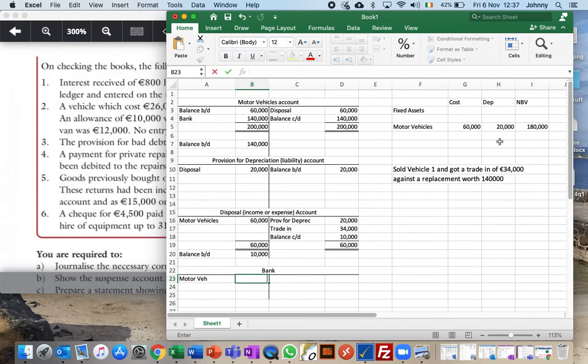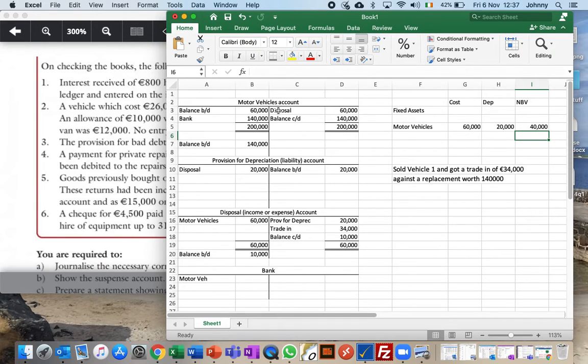So depreciation, remember, is how much something goes down in value every year. In this case, something is worth 60. 20 grand has been taken away from it in depreciation over all the years we've owned it. So now the thing has a net book value of 40. It's worth 40 grand. Okay.